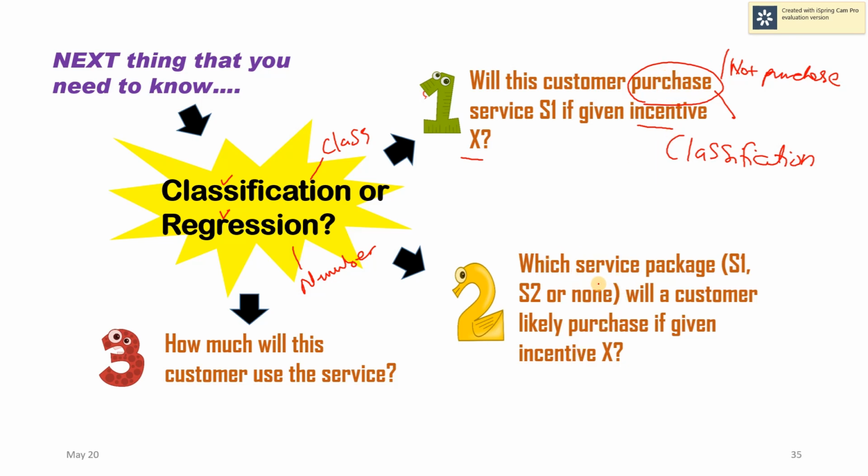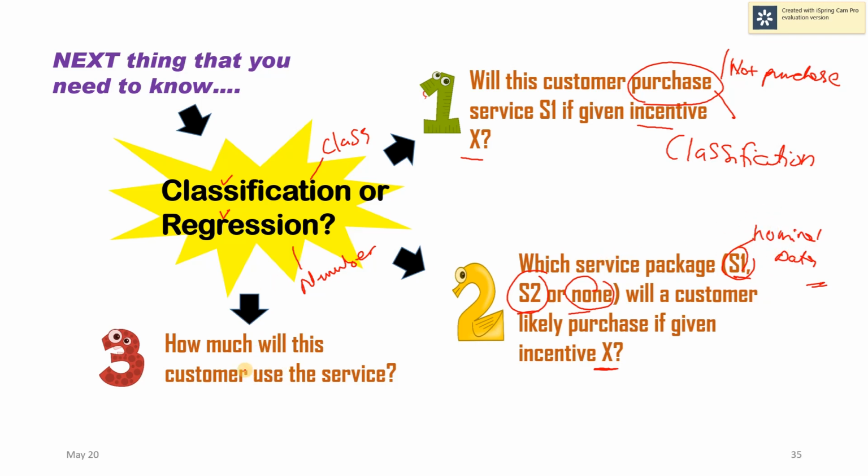Okay. Which service package, S1, S2 or none will a customer purchase if given incentive X? Same goes to this one. Ini adalah dikira sebagai dia punya class. Package apa? Okay. So this is what we call as nominal data. So this won't be explained in this subject actually. Kalau you nak tengok, you can do the further research.